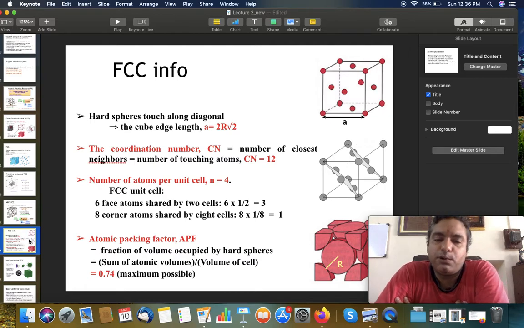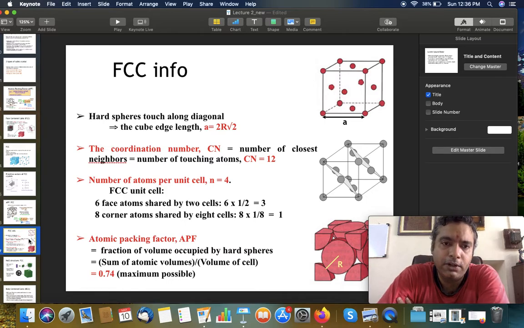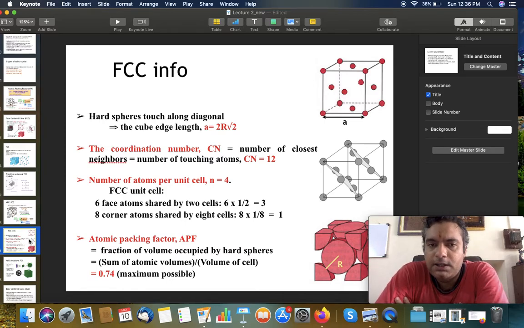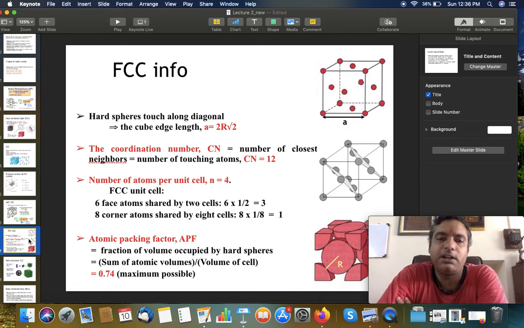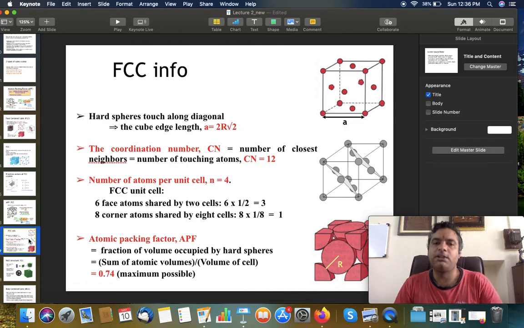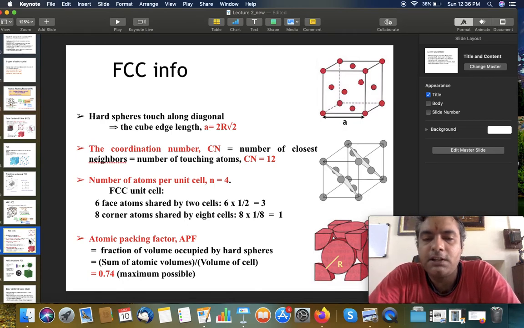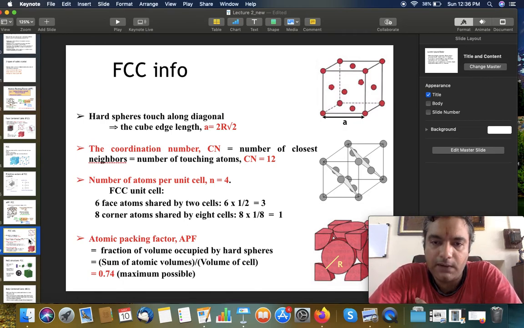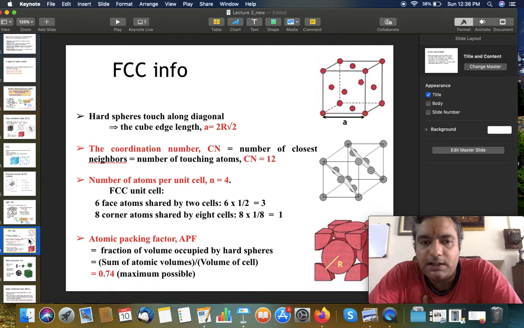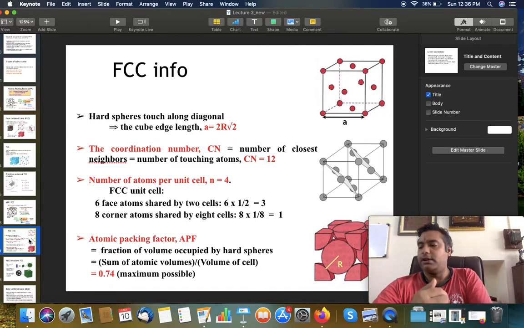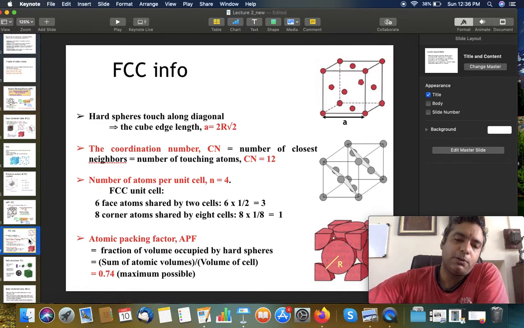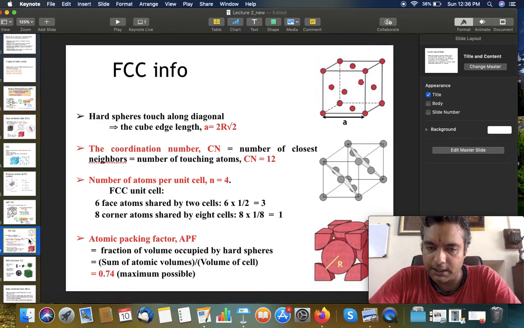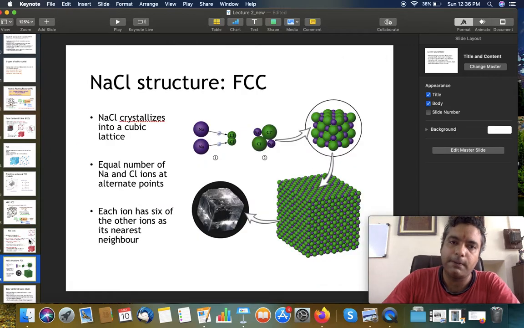Some basic info about the face-centered cubic. The hard spheres touch along the diagonal, as I said before. The edge length a is 2 multiplied by the radius multiplied by square root of 2. The coordination number, which is the number of closest neighbors, is equal to the number of touching atoms. This means the coordination number for an FCC is 12. The number of atoms per unit cell is 4, as I have calculated before, and the atomic packing factor is 0.74, and I have told you how to calculate it.